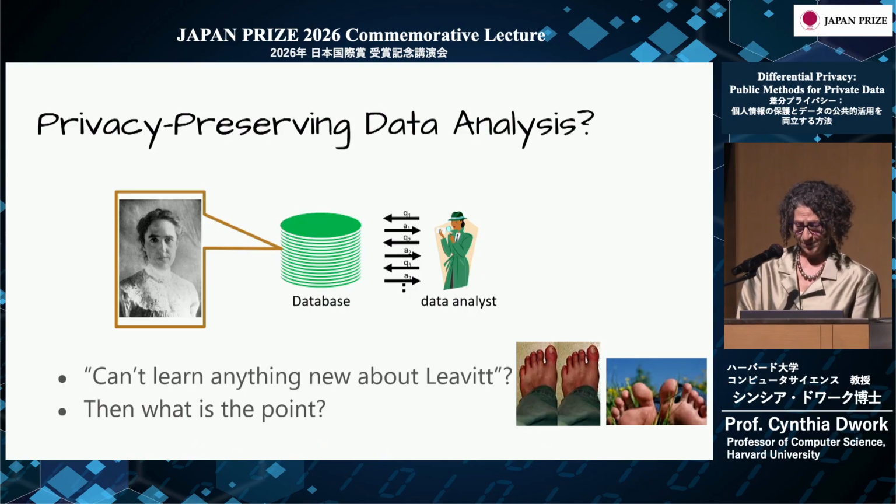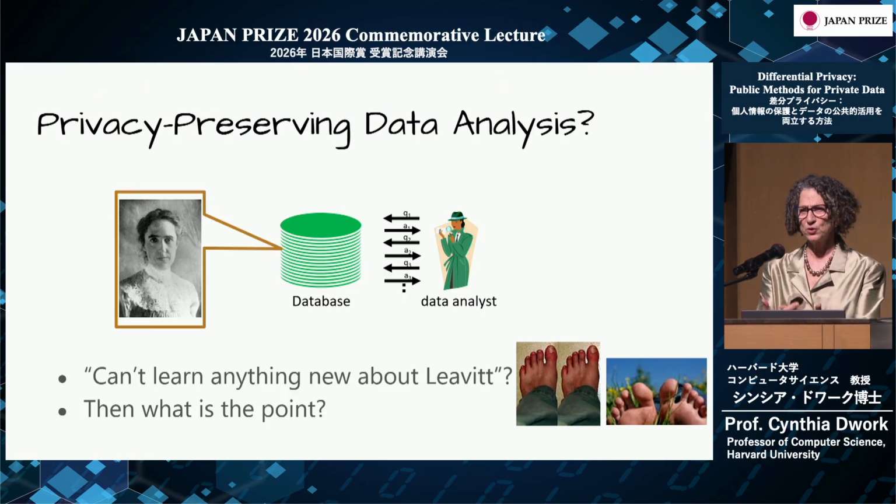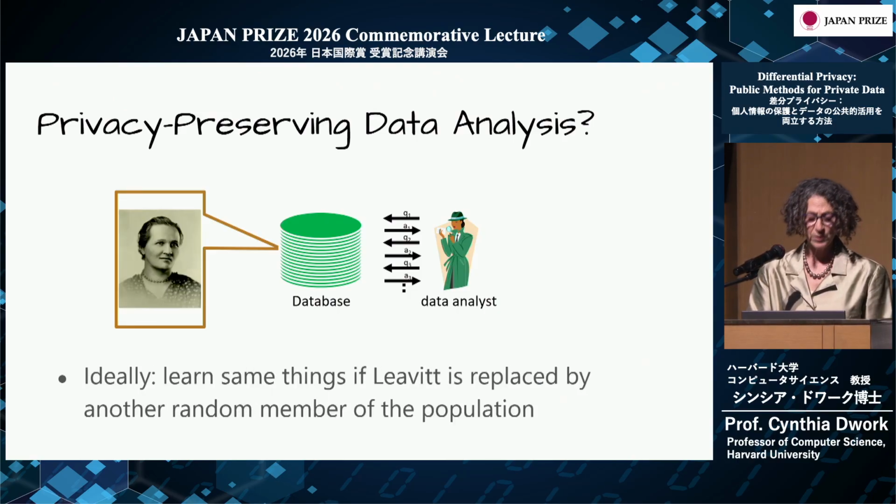So the question is, has her privacy been compromised? I've learned something new about her that I didn't know before. Has her privacy been compromised? How many people think it has? Good. So we agree. But it's a judgment call. We decided that we were not going to call this a privacy violation. And part of the reason was, well, we would have learned the same things even if Leavitt had been replaced by another random member of the population.